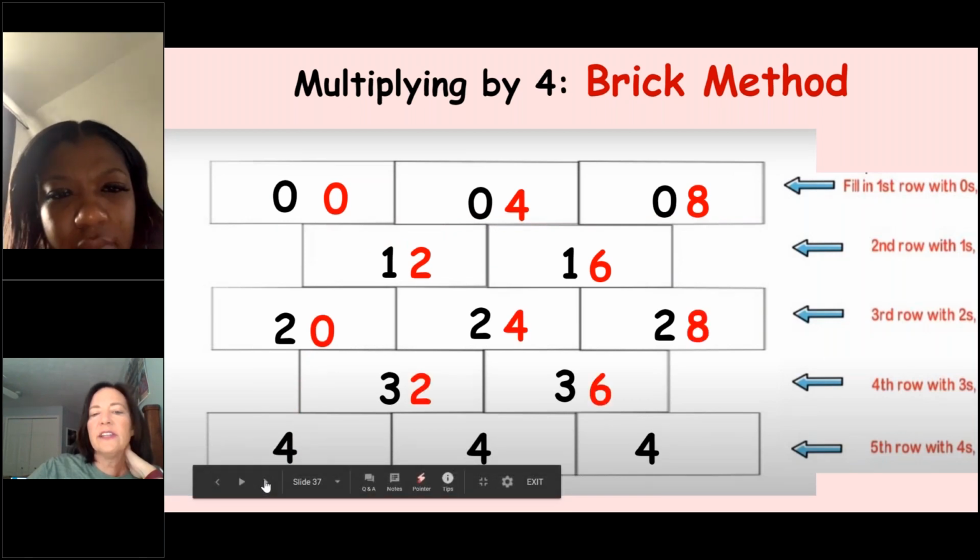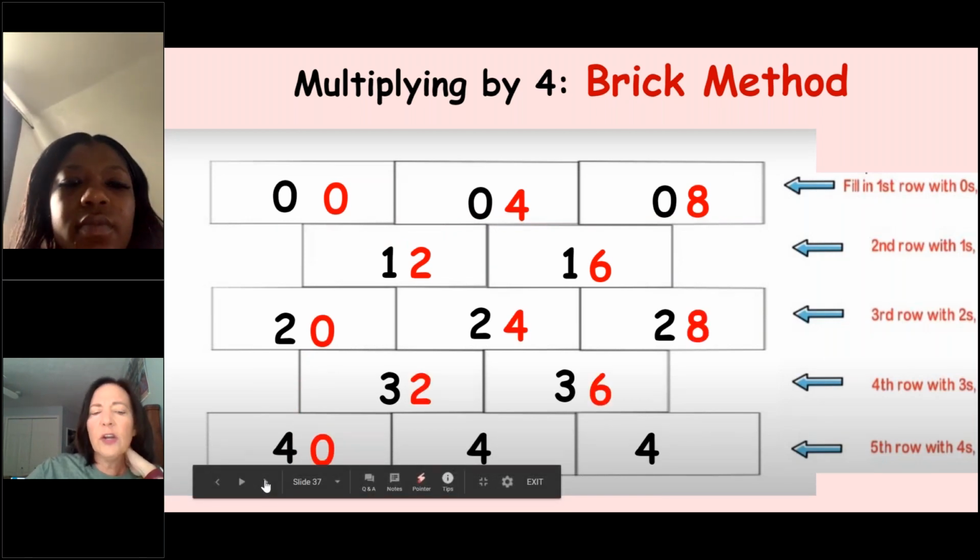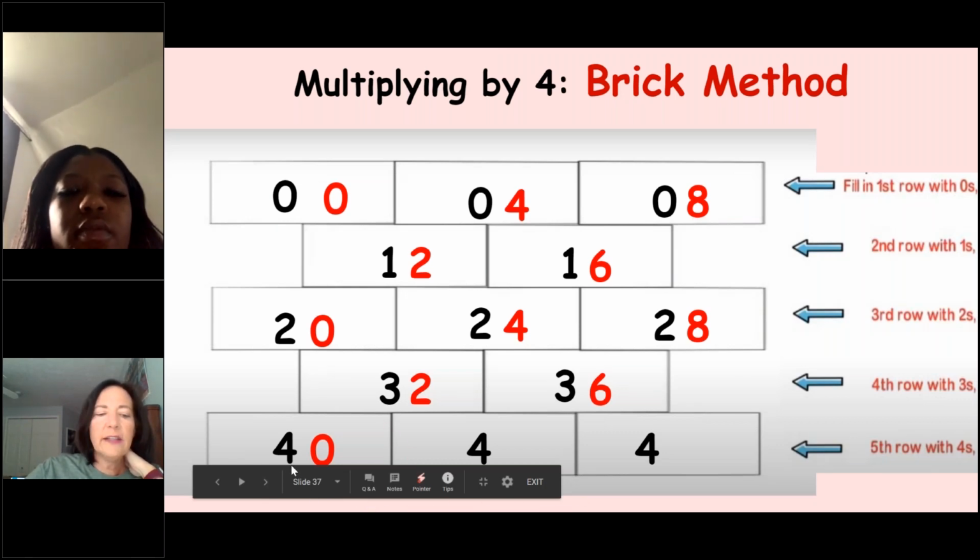0, 2, 4, 6, 8. And then the last row, you just have to remember you don't have any bricks down here. And you just have to remember you're just going to put 0, 4, and 8. Like I said, it's not my favorite strategy, but these are the answers.